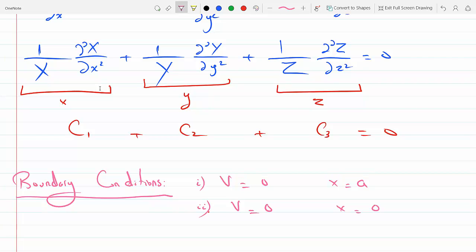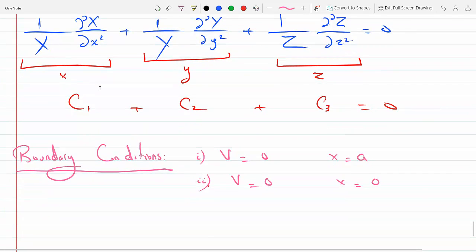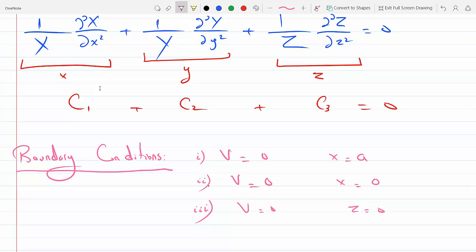Well, we need 6 boundary conditions, because these are second order differential equations, and there are 3 unknowns, X, Y, and Z. So each one will have potentially two coefficients. So we know we need 6 boundary conditions. The third boundary condition: the bottom is where z is 0, V is 0, and where z is a, V is 0. So the fourth one is V equals 0 when z equals a.